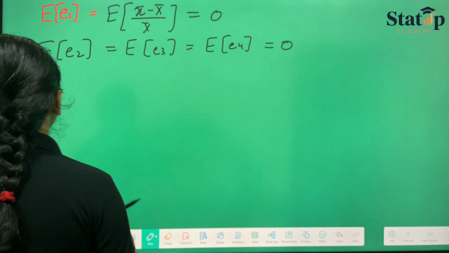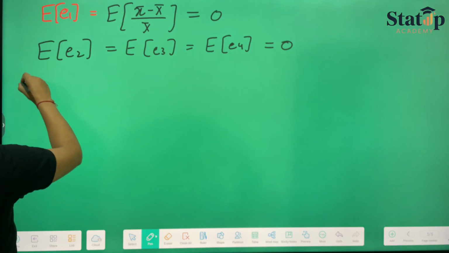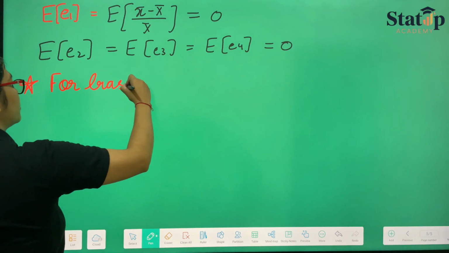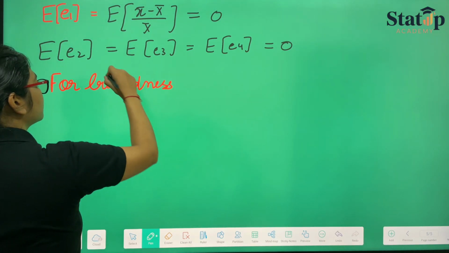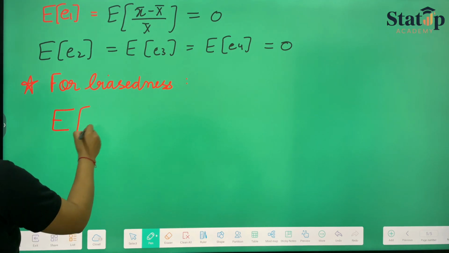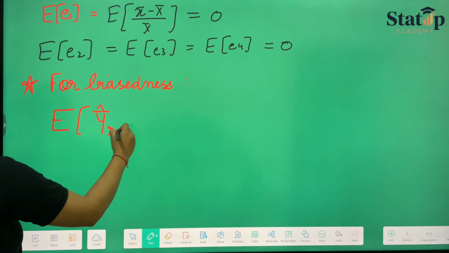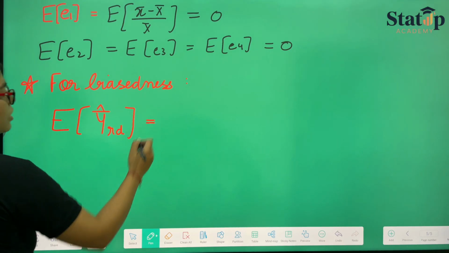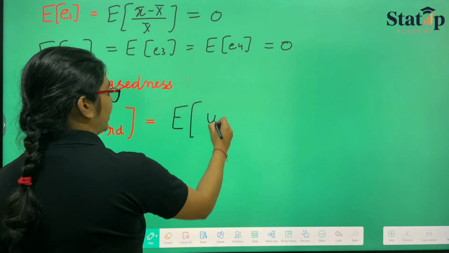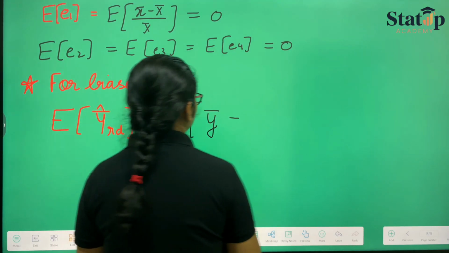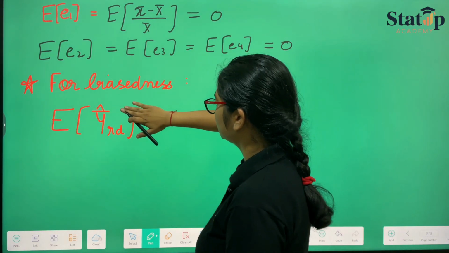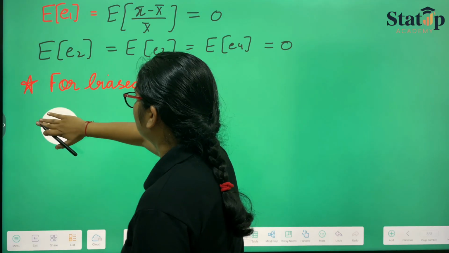Now we will consider the test for unbiasedness, or we can say for biasedness. We will check. So for bias, let us take the estimation of the mean of the regression estimator in double sampling. So it will be nothing but the estimation of y bar minus... Before taking the estimation, let us first solve that only.